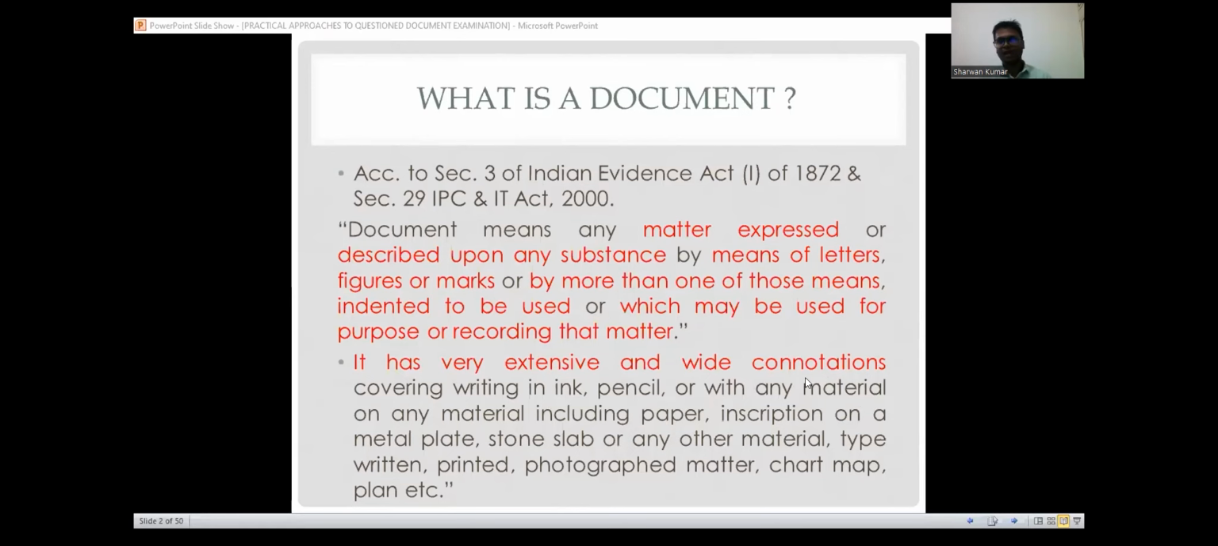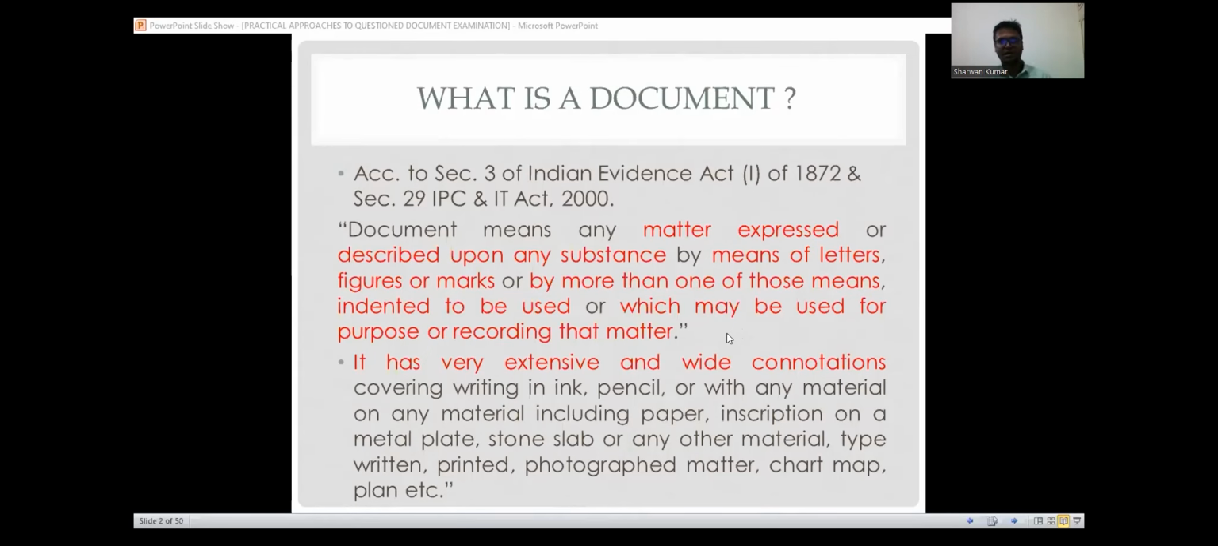In the modern era, we have very extensive and wide connotations of documents. It may include writing in ink, pencil, or any other material, including paper, inscription on a metal plate, stone slab, or any other material, typewritten, printed, photograph. It may be a chart, map or plan. Why am I saying this? Because in the modern era, when technology has evolved to such a level, we are generating different types of documents in our day-to-day life. It may be a handwritten document or a digital document generated through technology.